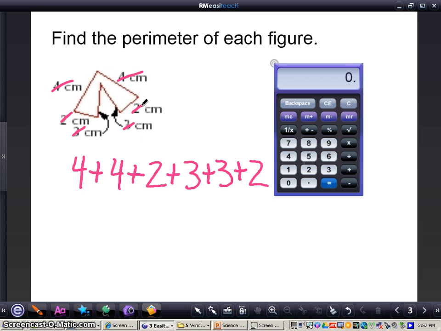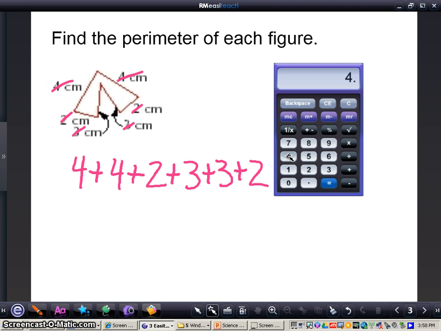Now I will add all these measurements up, and then I'll write my answer for the perimeter. So simple addition. Why would I use a calculator on this one? Because it can get a little tricky adding 6 numbers together, even though they're very small. If you want to use a calculator, you can. If you want to do it in your head, that's completely fine as well. But if you want to use a calculator to check, that's completely fine.